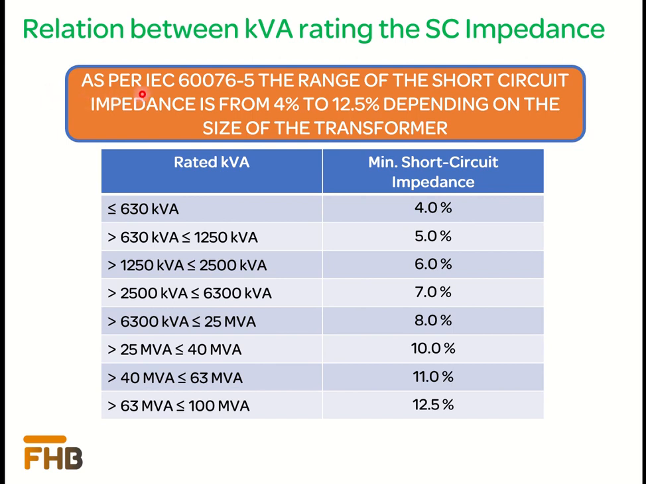As per IEC 60076-5, the value of short circuit impedance varies from 4% to 12.5%. Transformers with size of 630 kVA or lesser usually have 4% impedance, and transformers with size of 100 MVA can have 12.5% short circuit impedance. Minimum values of short circuit impedance against the kVA ratings as mentioned in IEC 60076-5 are shown here for reference. However, in order to calculate the true short circuit contribution from the transformer side, actual data should be taken either from the transformer datasheet or the transformer's nameplate.